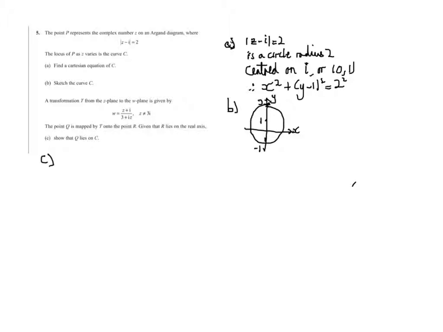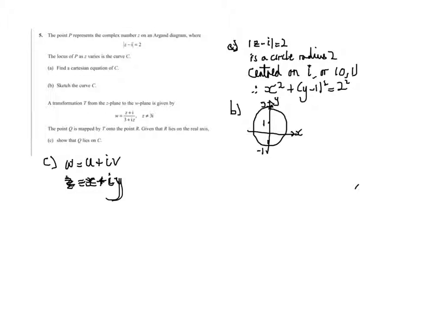So given that, rather than rearranging to get Z in terms of W, we'll just start straight away with W equals U plus iV and Z equals X plus iY. And substituting those into our transformation, we get U plus iV equals (X plus i(Y plus 1)) all over (3 minus Y plus iX).